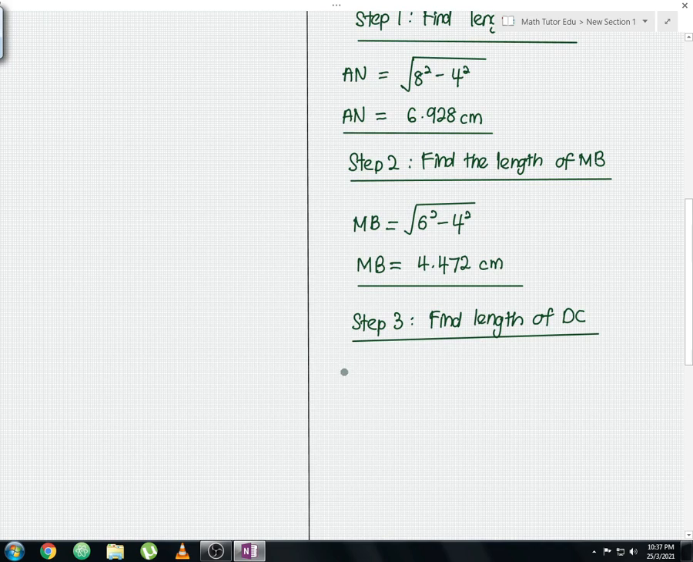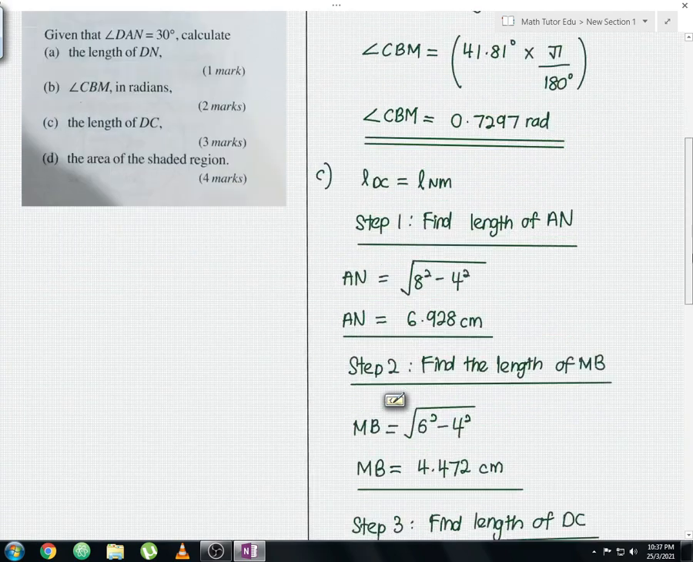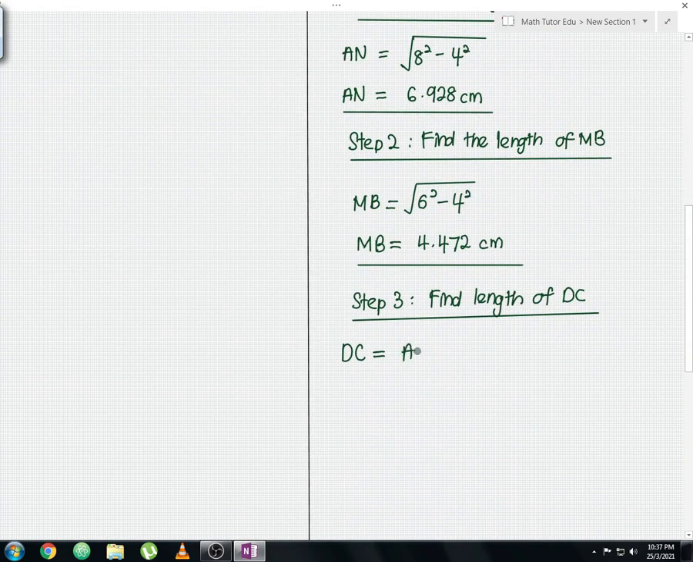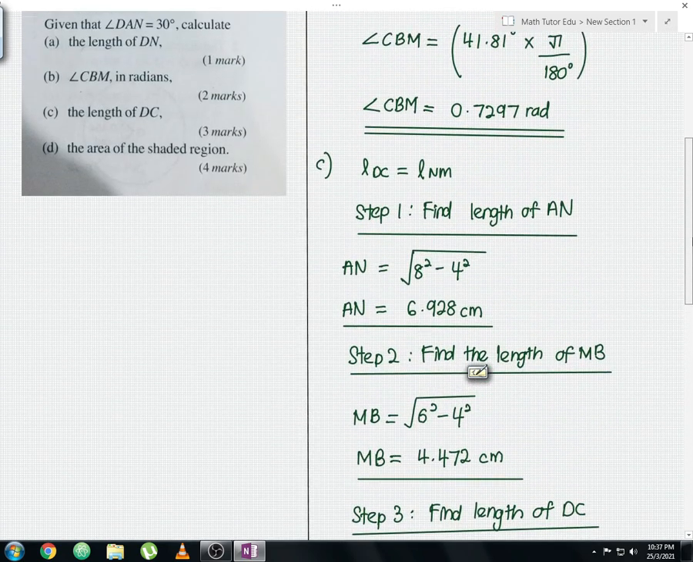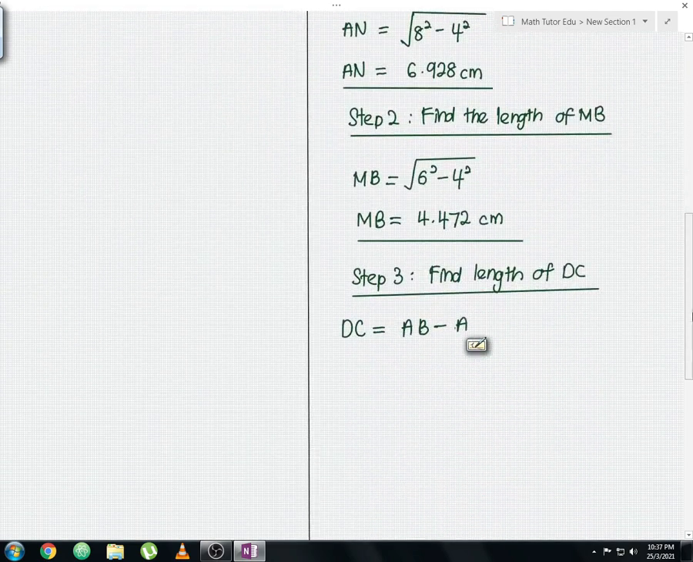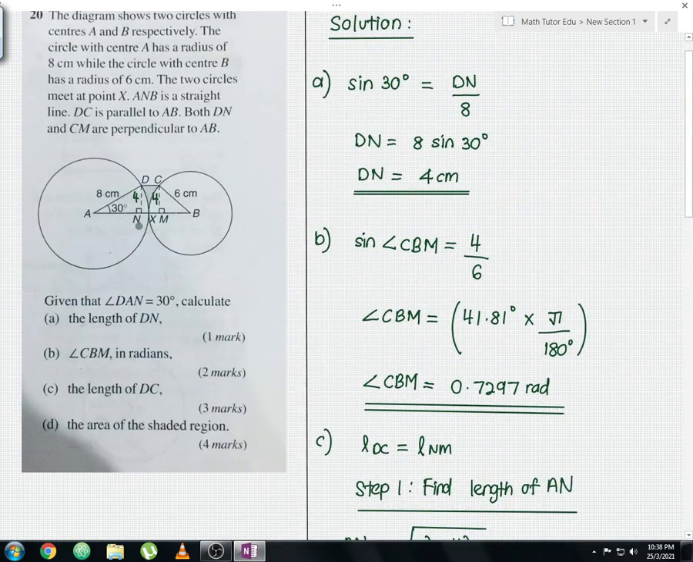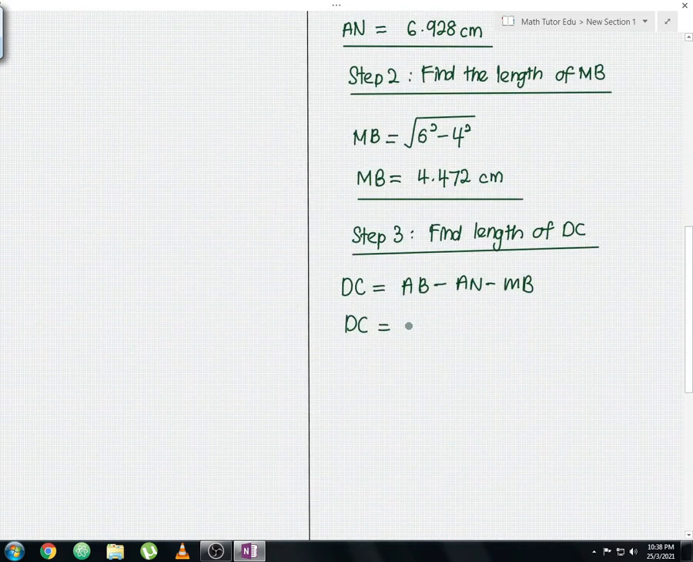So from here, DC is equal to, let me scroll it up, AB minus AN minus MB. So how do we find AB? Very easy, guys. AX is actually 8 and XB is actually 6. So the total length AB will be 8 plus 6. So you should get your length of AB is equal to 14.